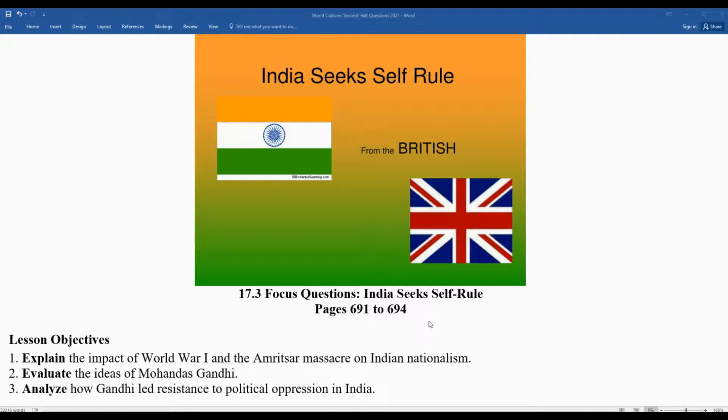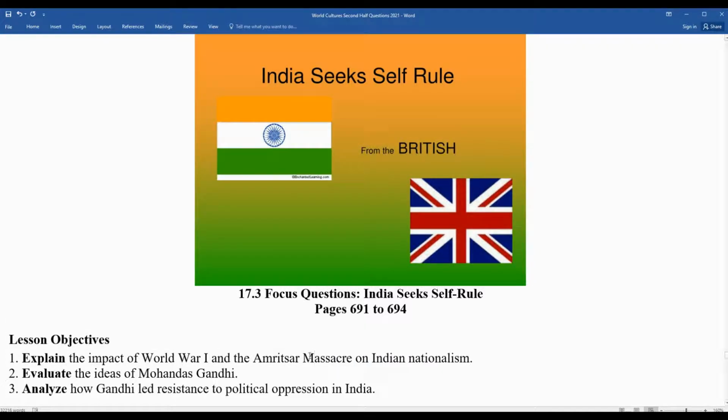Time to take a look at 17.3. India seeks self-rule. You can see the two flags in the imagery there. You see obviously the Indian nationalist flag on the top left and the British flag down the bottom right. And that's what we're basically seeing here is a struggle for the Indian people to obtain independence from Great Britain.